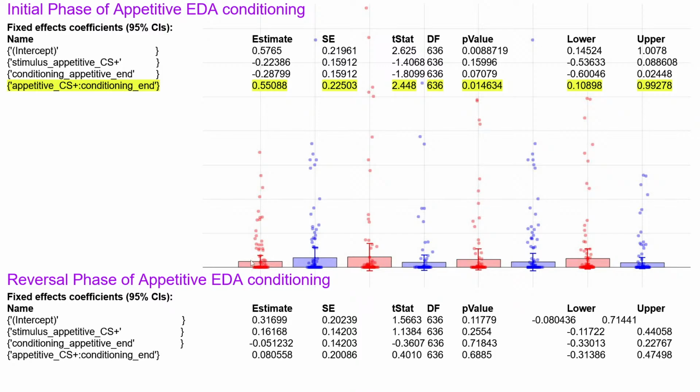Yeah, we can clearly see it. The first CS minus even seems to be a little higher than the CS plus, and then in the second part, where there is appetitive conditioning, we have the significant difference. The CS plus is higher than the CS minus by half a microsiemens. But there was no reversal conditioning.